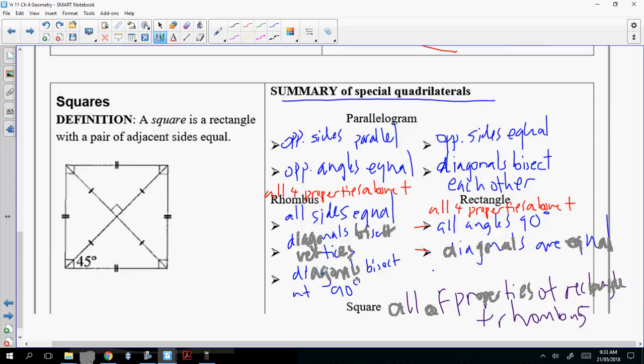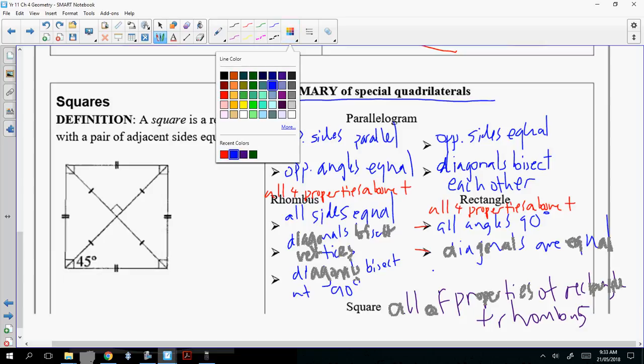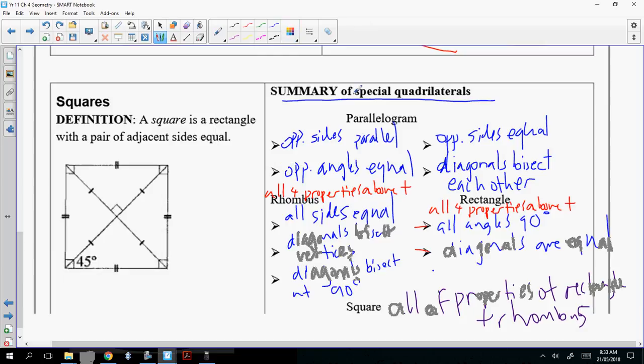All right, now we're going to do some examples on this. Now, before I move on, notice that the 3 extra properties of rhombus don't apply to rectangles, and the 2 extra properties of rectangle don't apply to rhombus. Okay? Okay, let's move on.